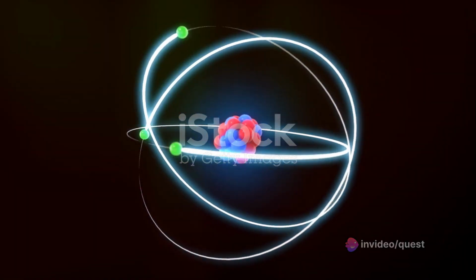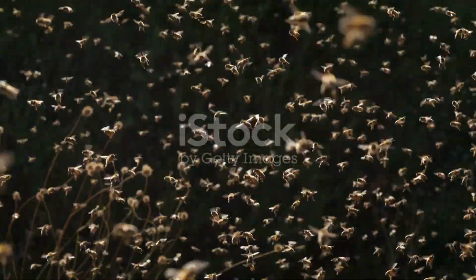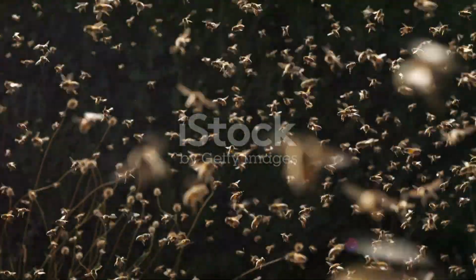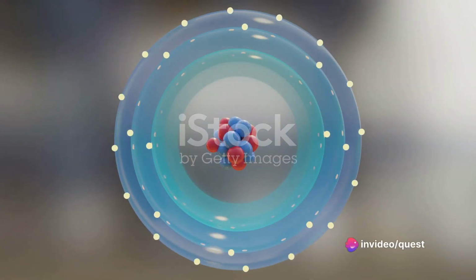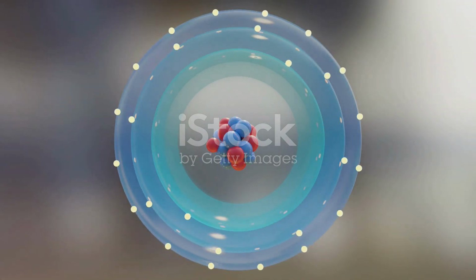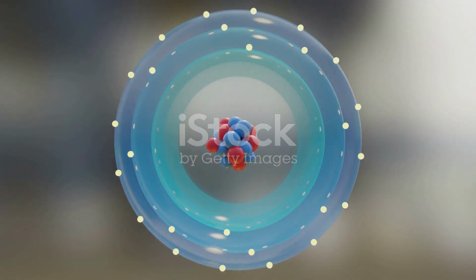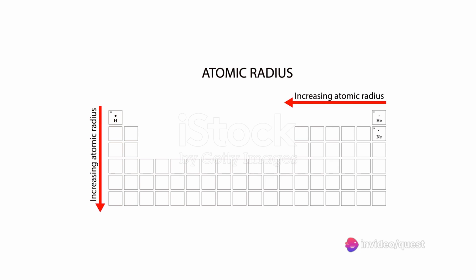They move in energy levels or shells around the nucleus, like planets orbiting a sun. But these aren't perfect orbits. Instead, picture a cloud of buzzing bees, each bee representing an electron. This cloud is densest where the probability of finding an electron is highest and thinnest where it's lowest. Now here's where things get interesting. The arrangement of these electrons, especially those in the outermost shell, is what determines an atom's chemical properties.